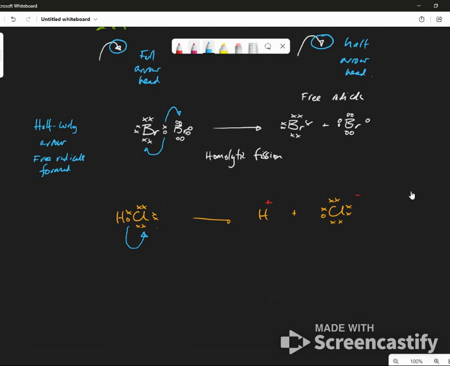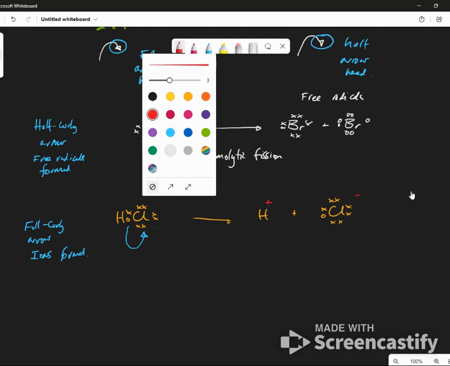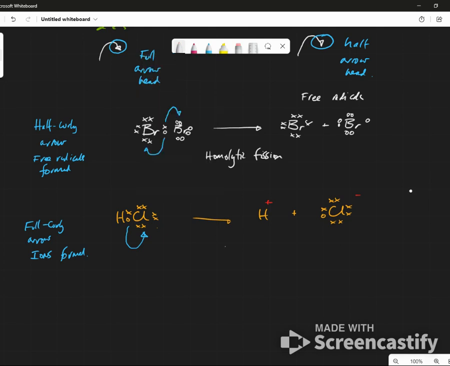So this is a full curly arrow. This is a full curly arrow, and we get ions formed. Okay, and what type of fission is this? Well, if you have a full curly arrow, you have heterolytic fission.